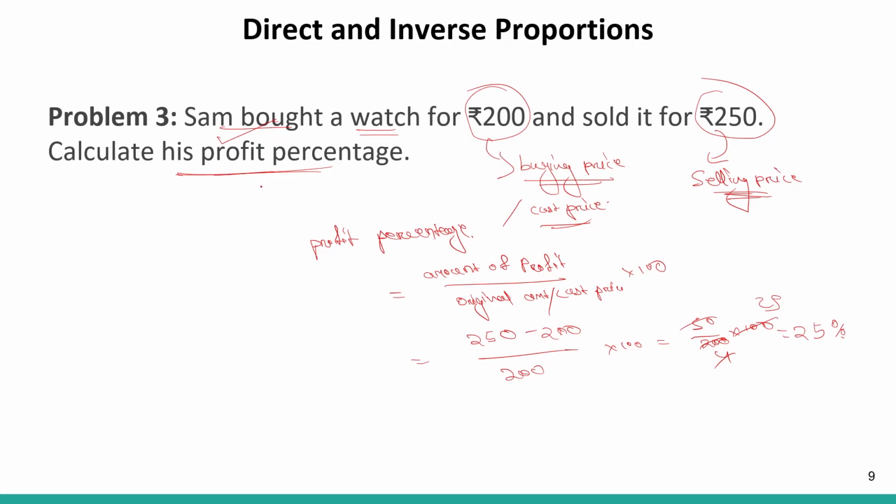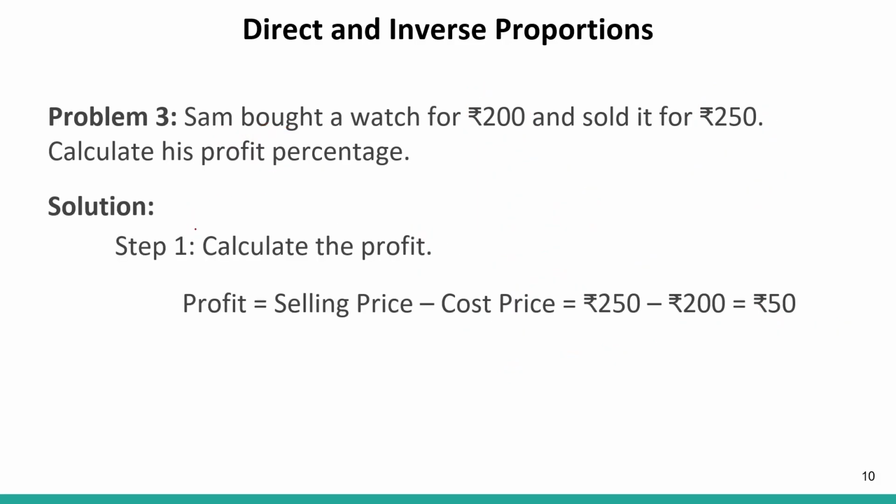So let's go forward with the solution. Okay, the step-by-step solution. Step 1 was to calculate the profit. So profit calculation is done like this: selling price minus cost price. Selling price minus cost price is 250 minus 200, which is equal to 50 rupees, right?